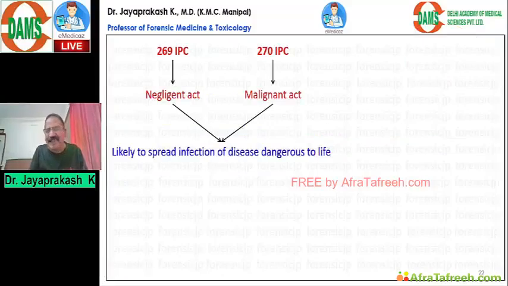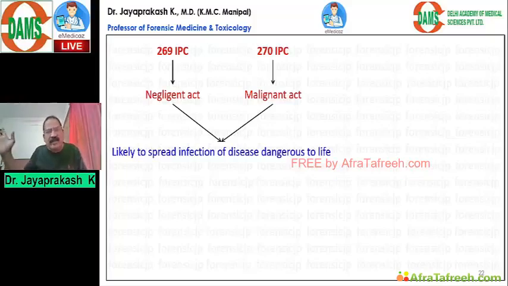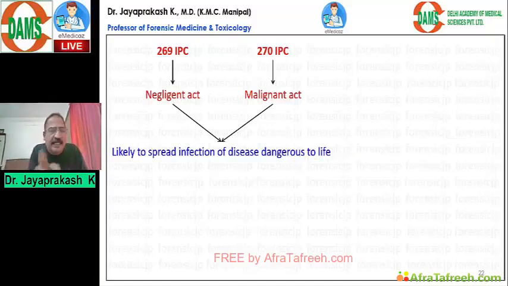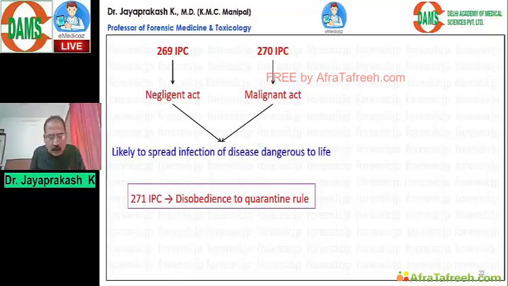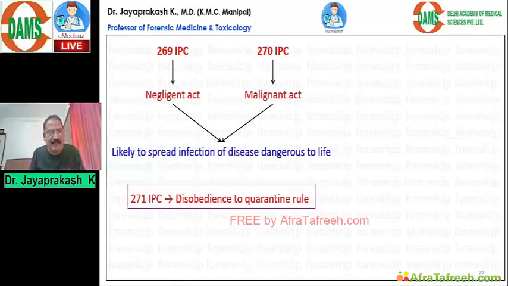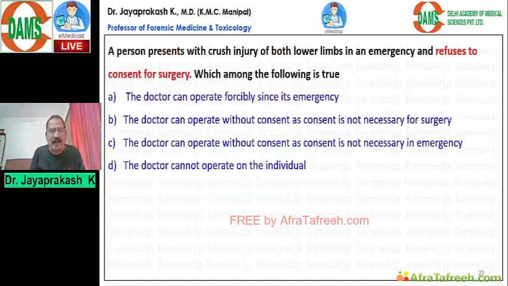Now, because of COVID, there are 3 sections you should remember. All these I already discussed. Again I say, negligent act: for example, without wearing a mask, if you move around in the mall or in a public place, it is a negligent act. Knowing very well that you are COVID positive, if you move around, then it is a malignant act, 269 and 270. And if you don't abide by the quarantine rule, it can also be punishable under section 271 of the Indian Penal Code. Disobedience to quarantine rule.